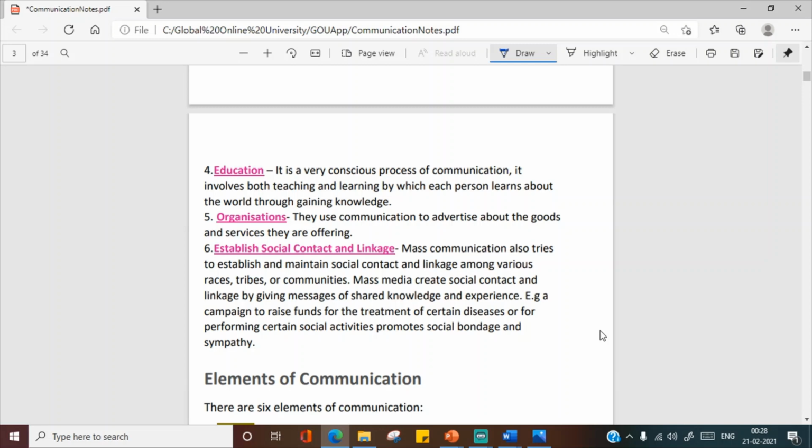Fifth is organizations. If you're working in an organization, you want to talk about what the different policies are, how the work is going to be done. Like there is a company selling a product, so how to advertise, all these things are to be told through communication. Last and final is establishing social contact and linkage.